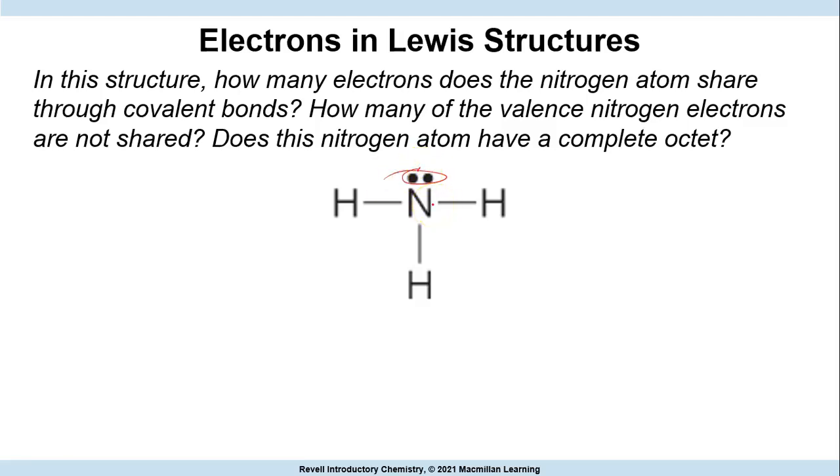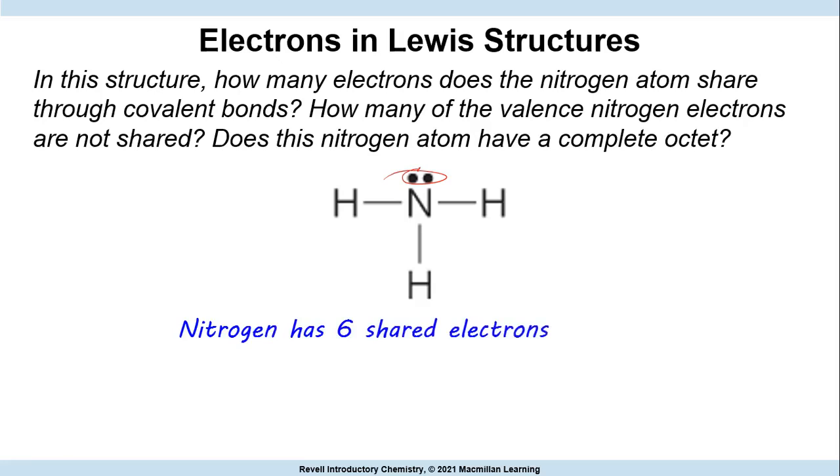Remember, we've said a bond is equivalent to 2 electrons. So each bond that you see around nitrogen is 2 electrons. So if you count all the 3 bonds, that makes 6 electrons, plus the lone pair, that makes 8. So the first question is, how many of the valence nitrogen electrons are not shared? So we have 2 that are not shared, that is for the lone pair.